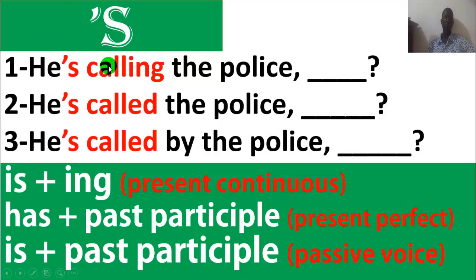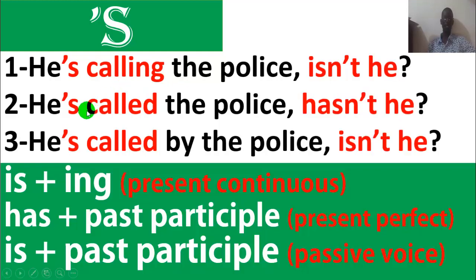Here, he is calling the police, present continuous. So the third question will be with the verb is auxiliary is. So, isn't he? He's called the police. He has called the police because we have the past participle. So, it is has. And here, he is called by. When you see by, it means it is passive voice. And the passive voice is formed with auxiliary be. So normally here it is be. So go back to your lessons to better understand this. You have also videos on this in this channel. Donc il y a déjà des vidéos sur ces leçons-là dans la chaîne YouTube. Ok, donc à vous d'aller les voir.